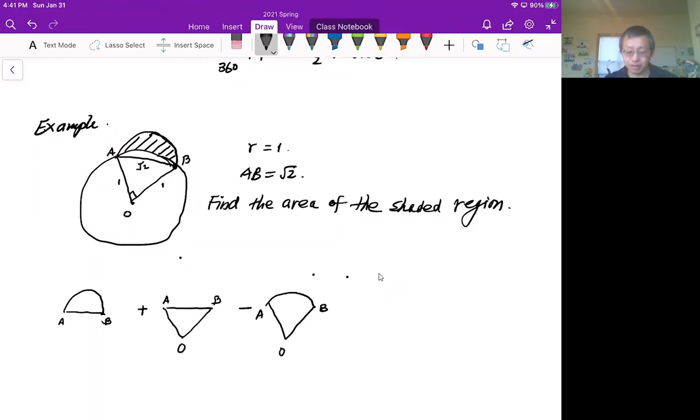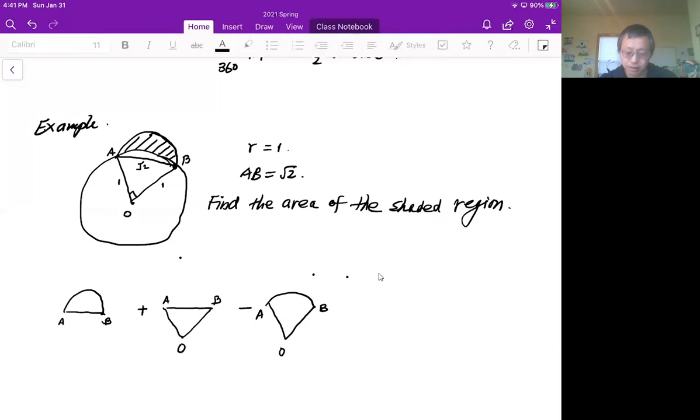Does it make sense? Give everyone 10 seconds. That's a strategy: you first add the semicircle and the triangle, and then you subtract the sector. So that's your area, that strange area. Okay, and so let's do it.